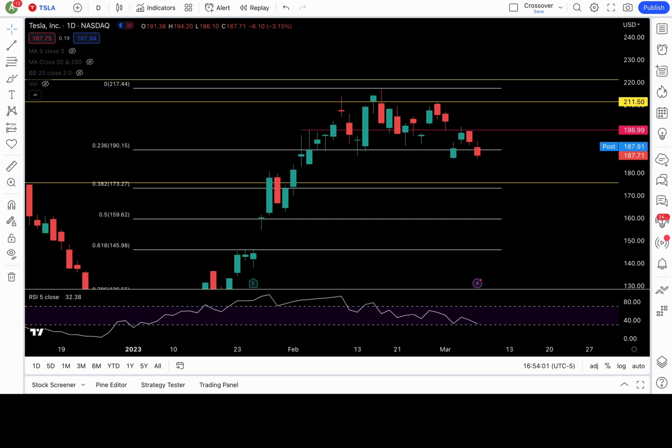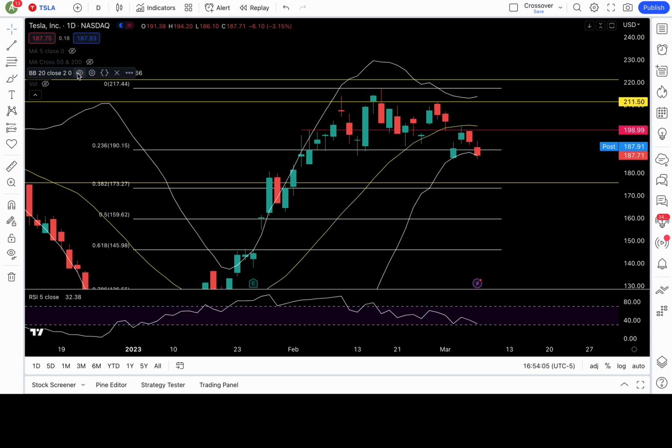Tesla, like guys, Tesla's looking bearish. I'm bearish on Tesla right now. And here's why, based on the price action, of course, okay? March 3rd, last Friday, we got a test of the 20 daily moving average. We got rejection.